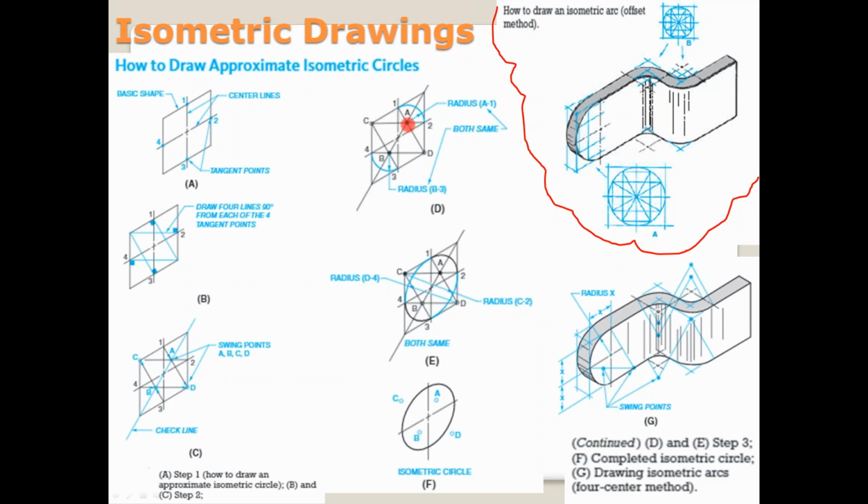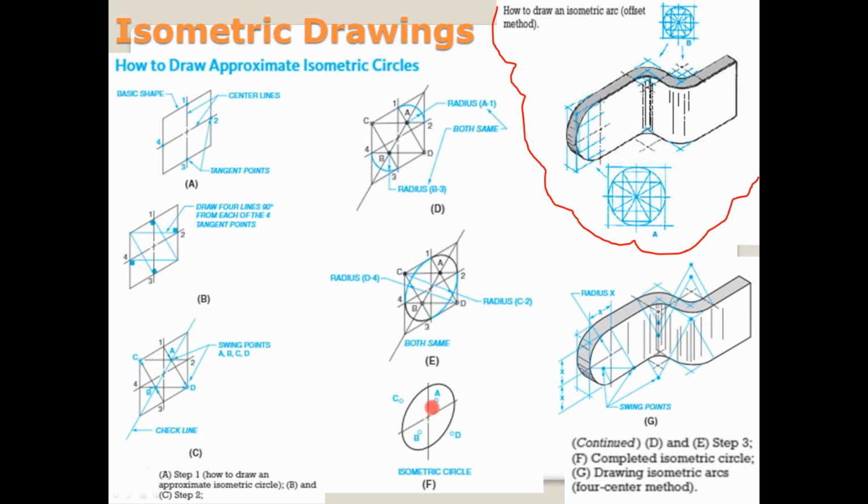You have these swing points A, B, C and D. Now you're going to swing from point C with this radius, fitting from this corner to that corner. This radius should be the same as that radius. From this swing point, swing another arc to fill that arc. Once you finish, lightly erase this construction line, and this is your completed isometric circle.